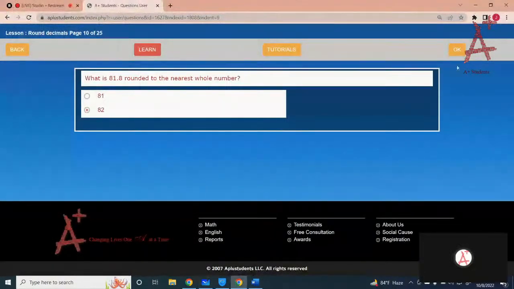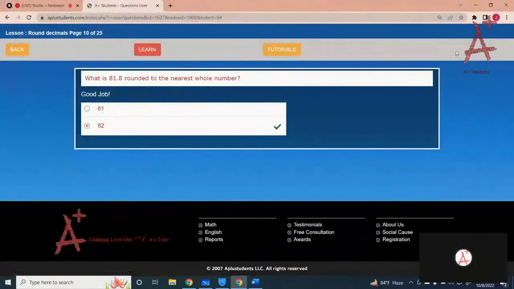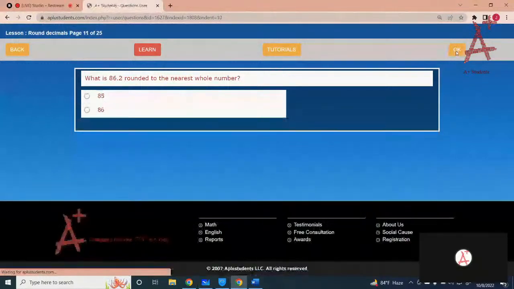Select the correct option and click on the OK button. Okay, what is 86.2 rounded to the nearest whole number? Is it 85 or 86? It is 86. Got it?